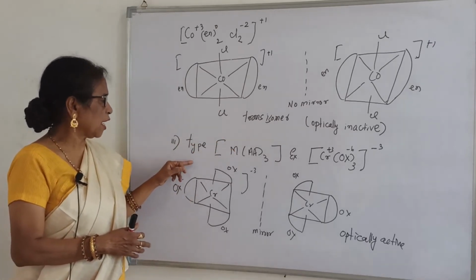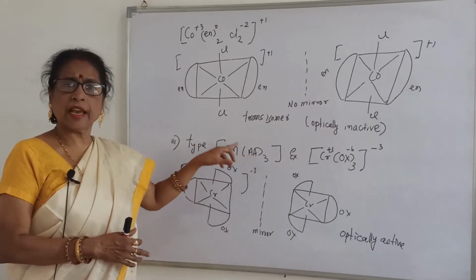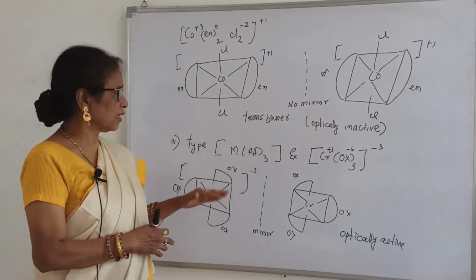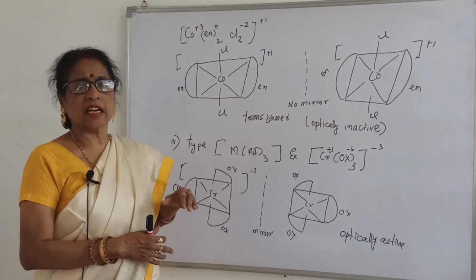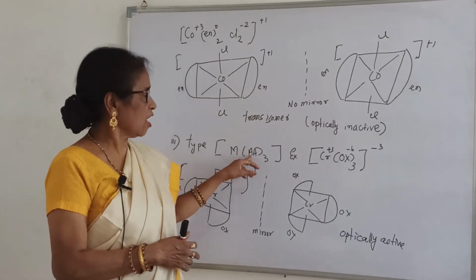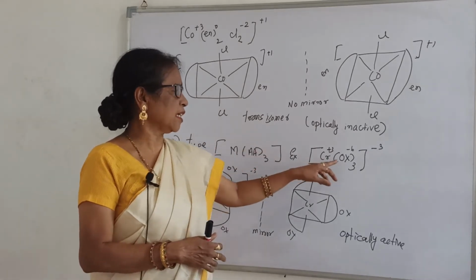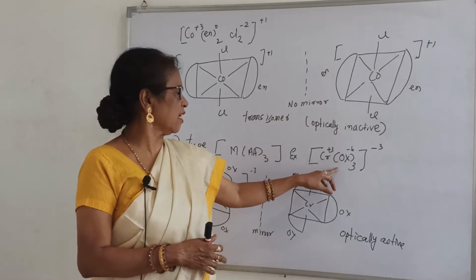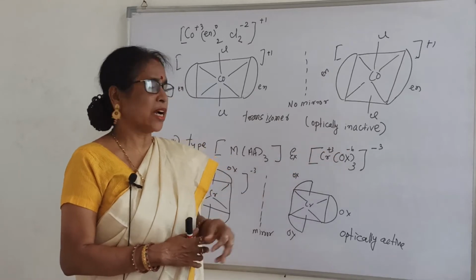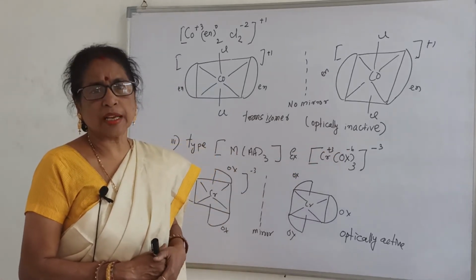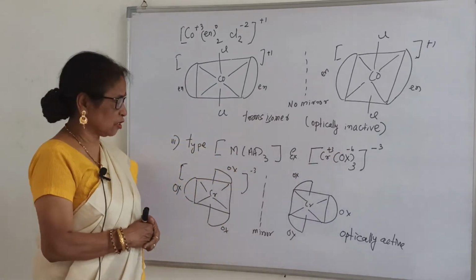Then come to type M(AA)3. AA means a didentate ligand three times. That means here it is a didentate ligand into 3, that is 6, coordination number 6, an octahedral complex. Let us see oxalato, which is a didentate ligand, and it is three times, so -6, plus 3, minus 3, that is an anionic complex, because the charge is -3.